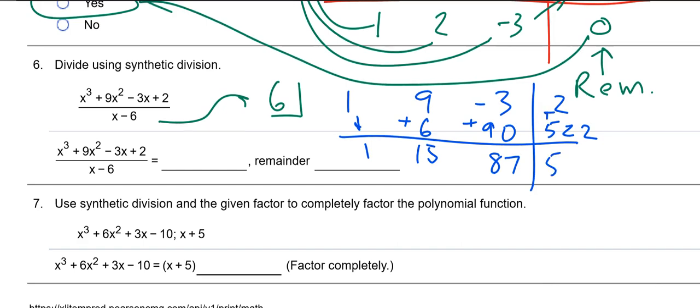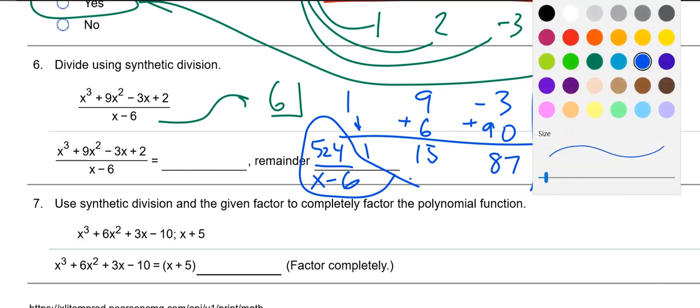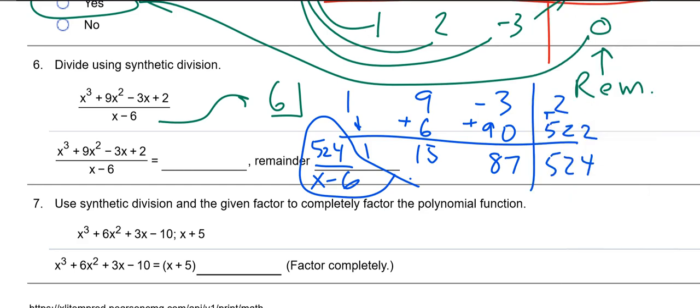Add and get 524. So we have a, see, this is where I wished I would have scooted my work over so that you could see my remainder easier. 524 over x minus 6. That's my remainder. What's the other part? Well, it's got an 87. It's got a 15x. And a positive x squared.